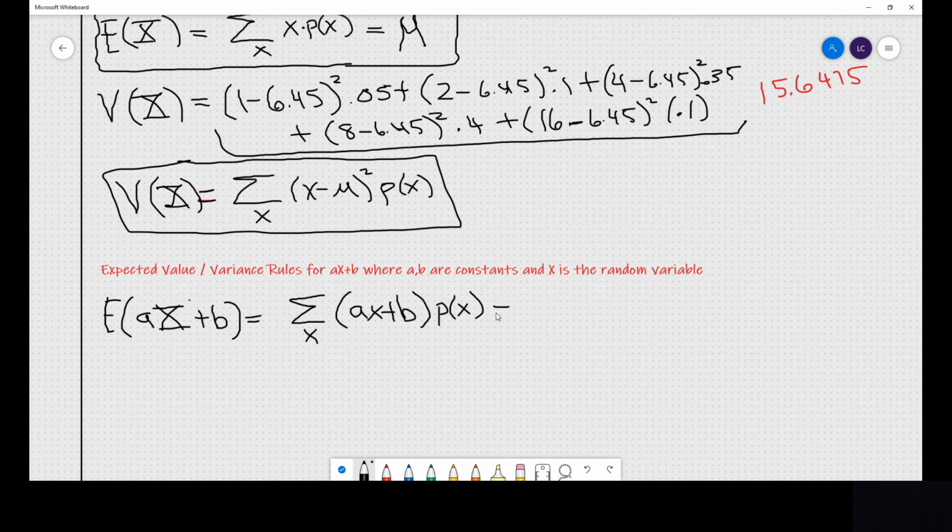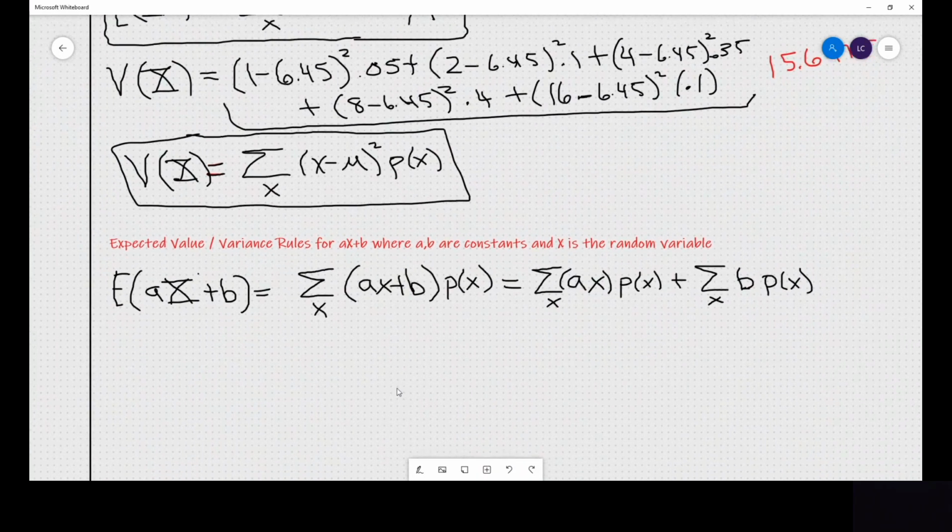That is equal to, right? So now I'm just going to use some laws that we already know, some things about summation signs, some things about distribution. I'm going to simply distribute the summation and the p of x. And so I know that this is equal to the sum of (a x) times p of x, plus the sum of b times p of x.